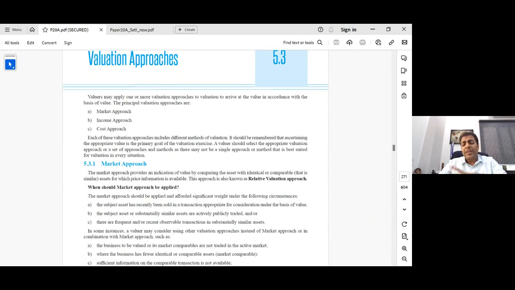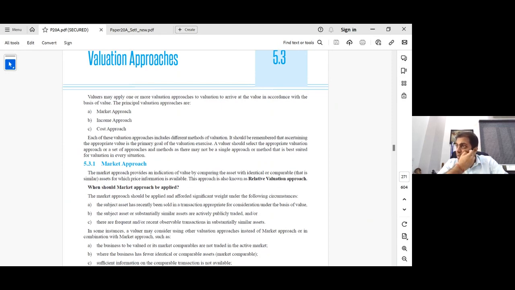Then this is a very important part of the entire syllabus, because the entire valuation theory or valuation application hovers around this part, where we talk about the three broad approaches to valuation. We talk about the market approach, the income approach, and the cost approach. So here, this part is going to be mostly theoretical. You need to understand what the three approaches are, what the methods under them are, and when you apply which approach, right?